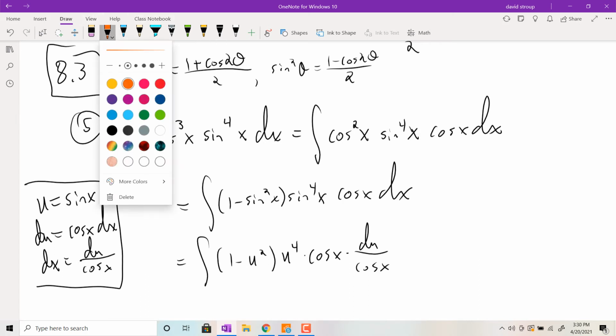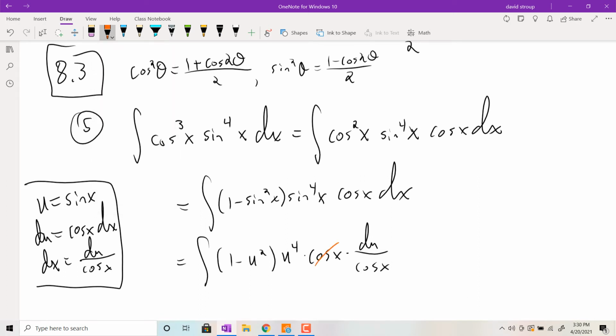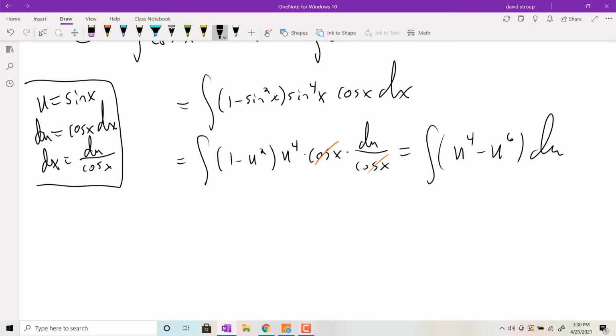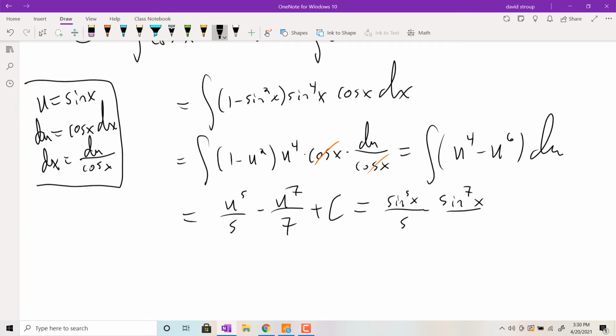It'll be a nice cancellation between the cosines, and you'll just have an easy power rule kind of stuff to do. You have to distribute the u to the fourth still. So you get u to the fourth minus u to the sixth du. And then that'll be u to the fifth over 5 minus u to the 7 over 7 plus c. Back sub: sine to the fifth x over 5 minus sine to the seventh x over 7 plus c.